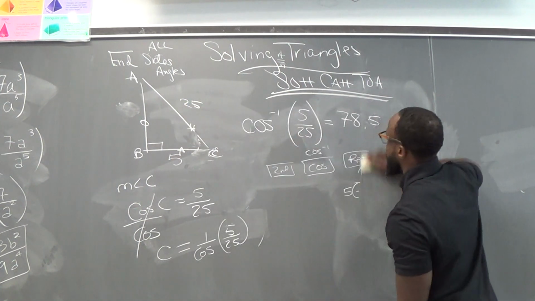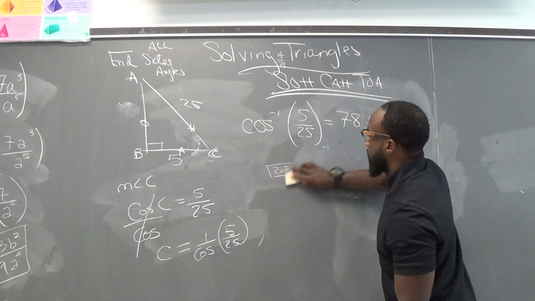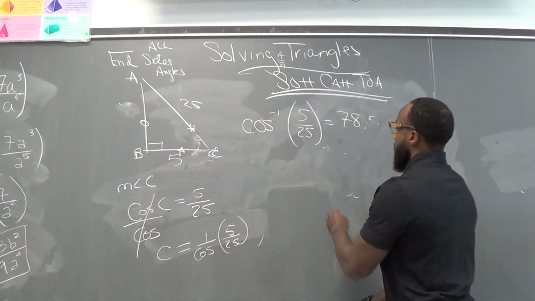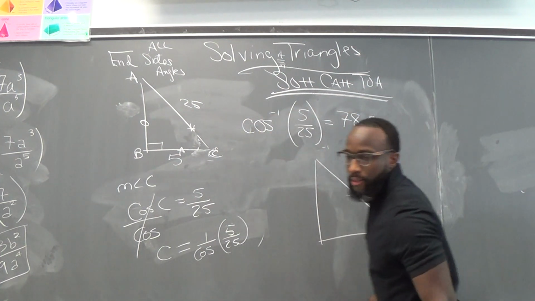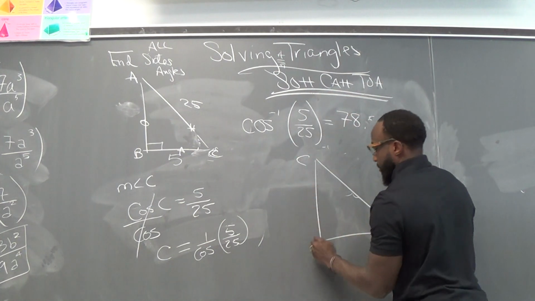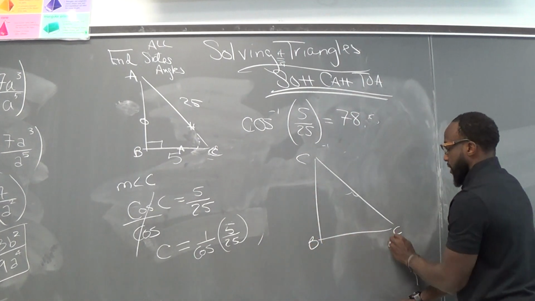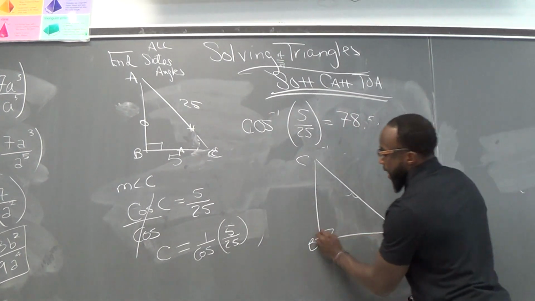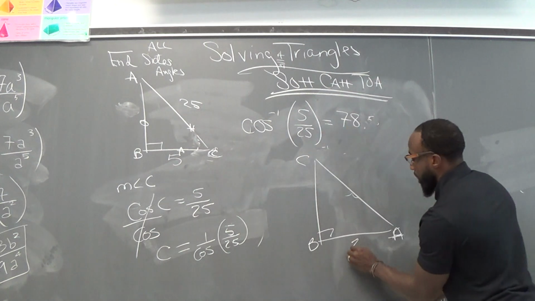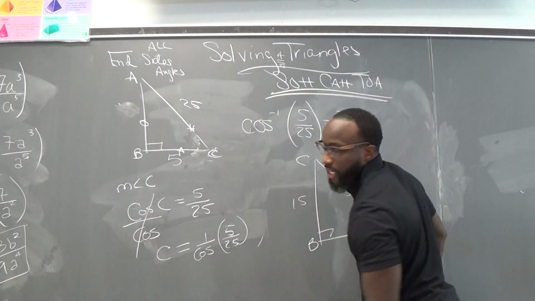Now, what if I have a... We should have left this here. Alright, let's do another one. So, we got this triangle here. Right? We're going to label it A, B, C. Right? And this is a right triangle, and this is 20, and this is 15, I believe.